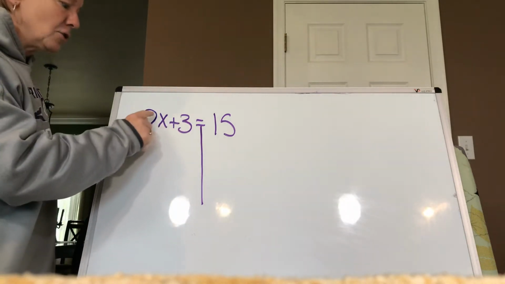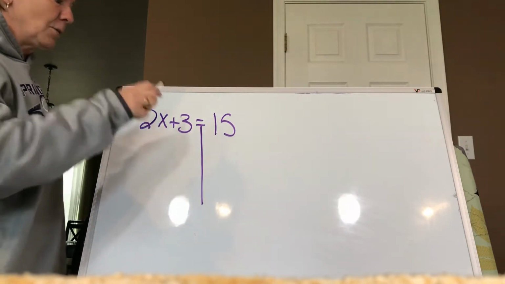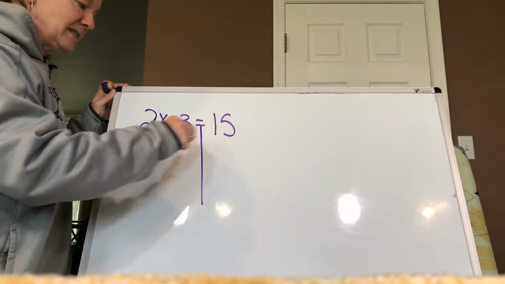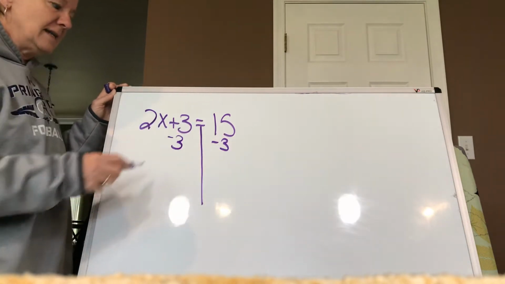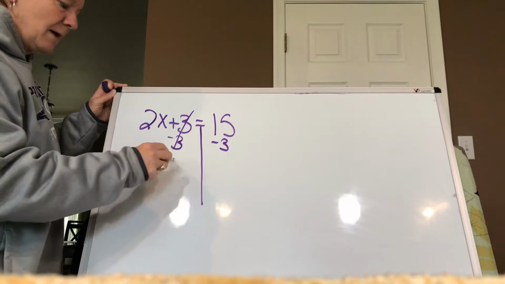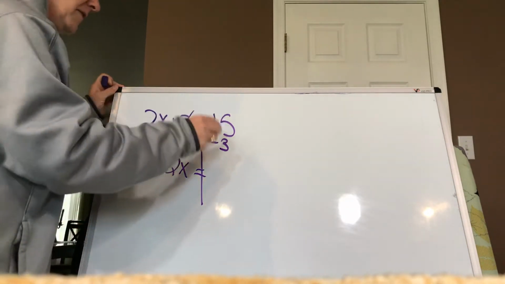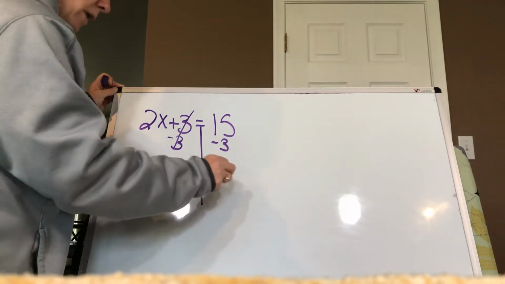So here, 2x plus 3, the plus 3 is further from x. So what's the opposite of adding 3? Well, I'm going to subtract 3 on both sides. Positive 3 and negative 3 is 0, so that's gone, and I bring down my 2x equals, keep your equals right in the middle, 15 minus 3 is 12.